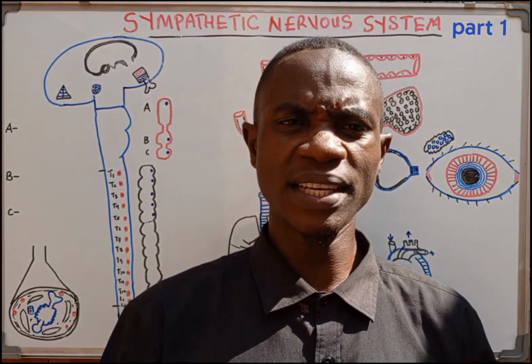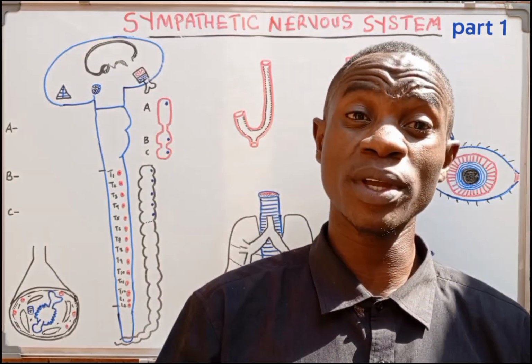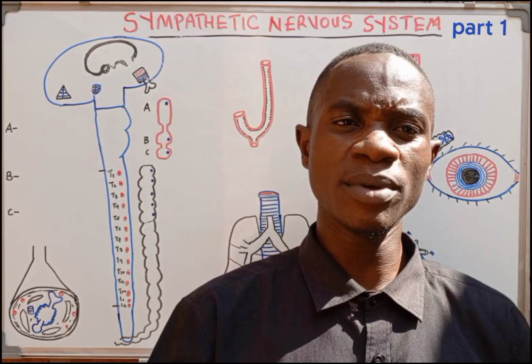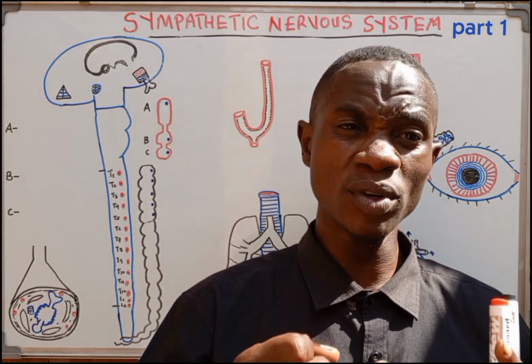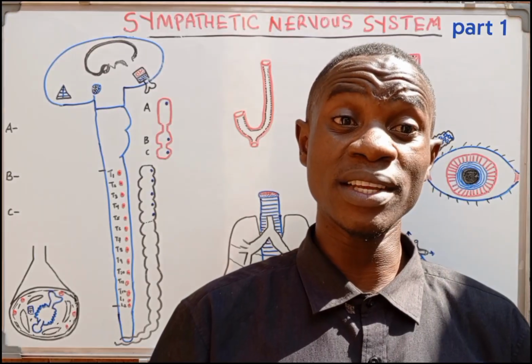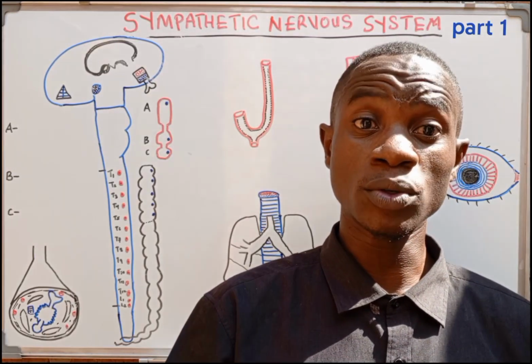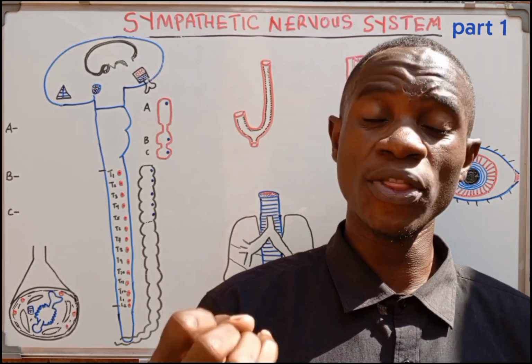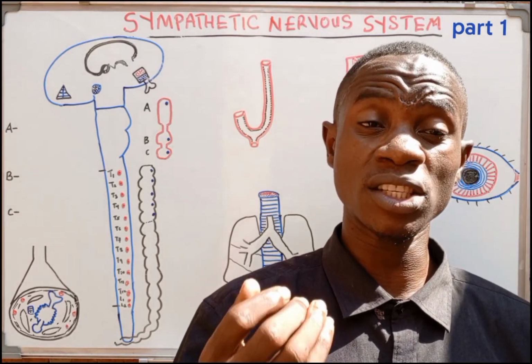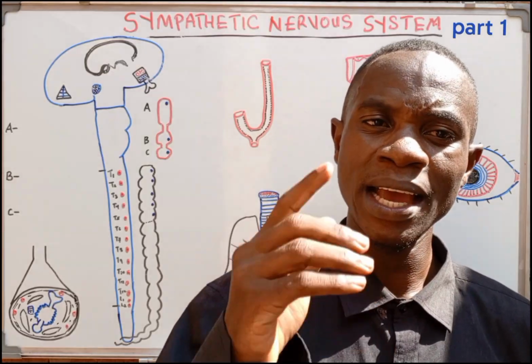What is the sympathetic nervous system? It is a branch of the autonomic nervous system. This system is activated in most cases when someone is under stress, or when someone is being chased by something very dangerous. It could be a dog, a snake, or even a thief who is trying to chase you. That is when the sympathetic nervous system is activated.